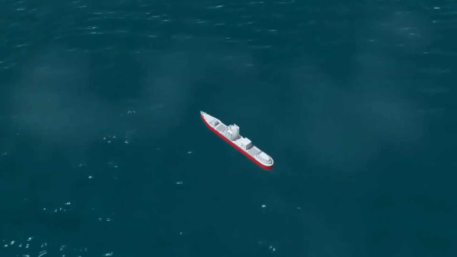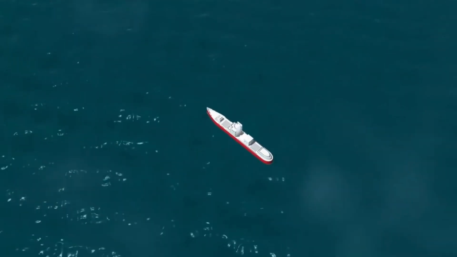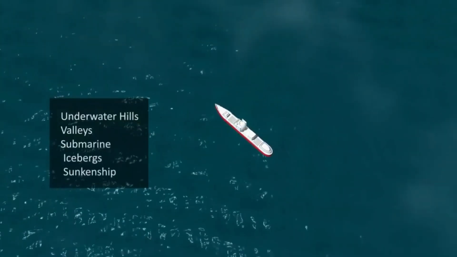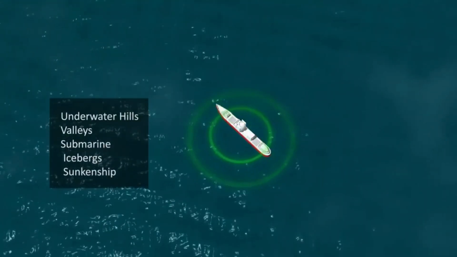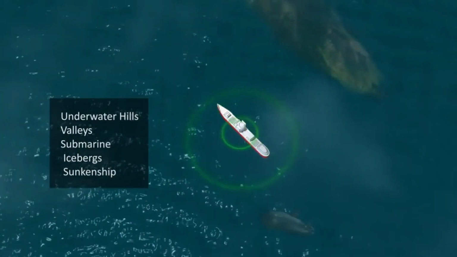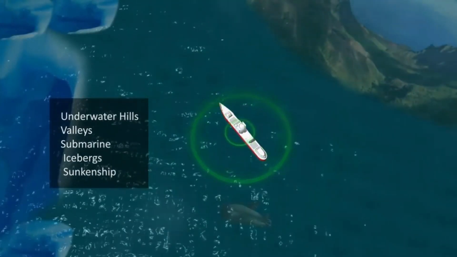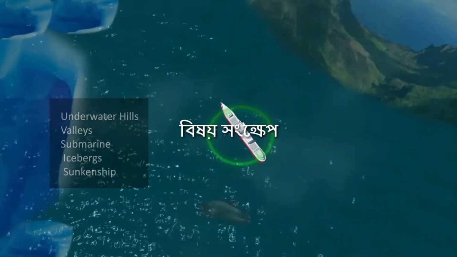The sonar technique is installed in every ship to determine the depth of the sea and to locate underwater hills, valleys, submarines, icebergs, and sunken ships, etc., to avoid a disaster.